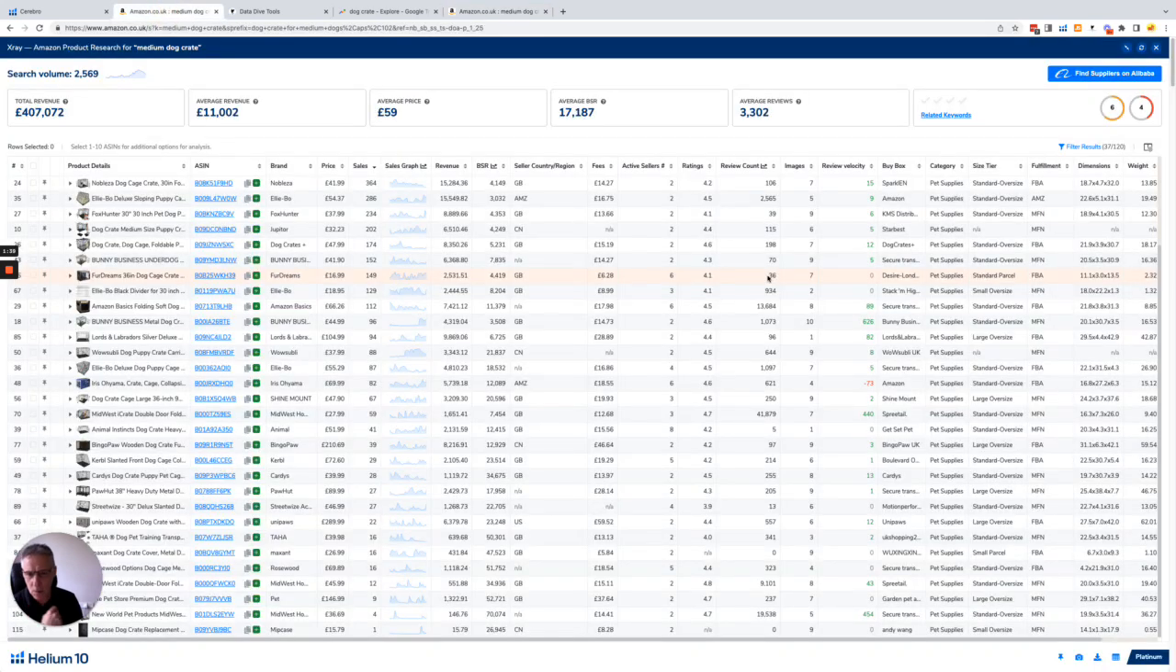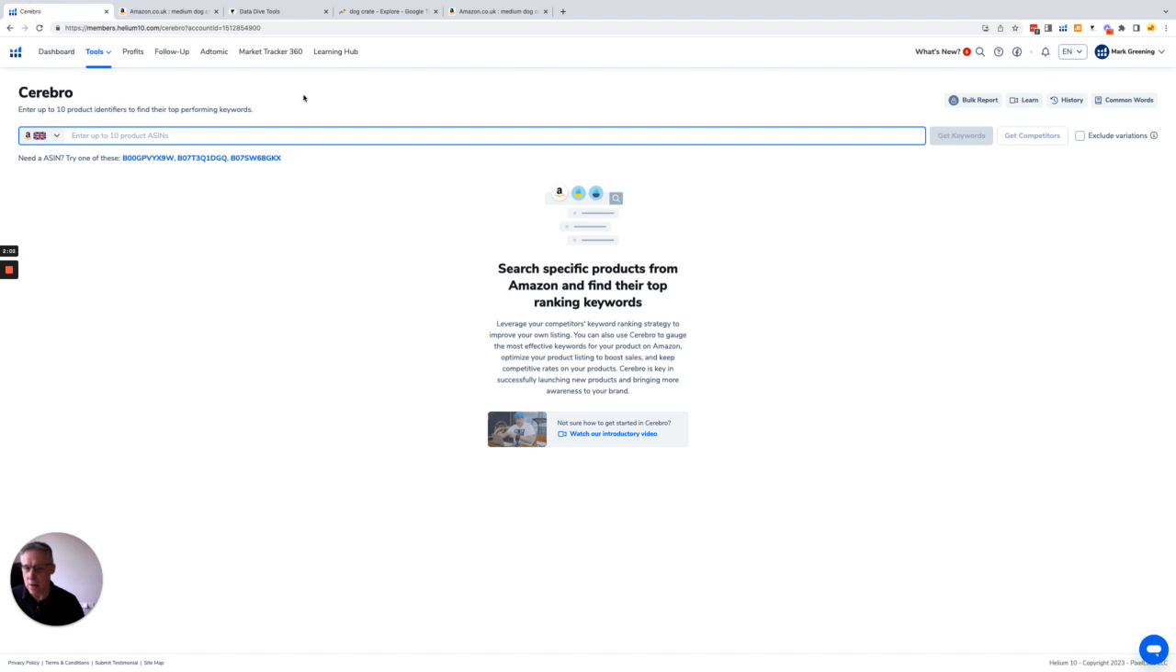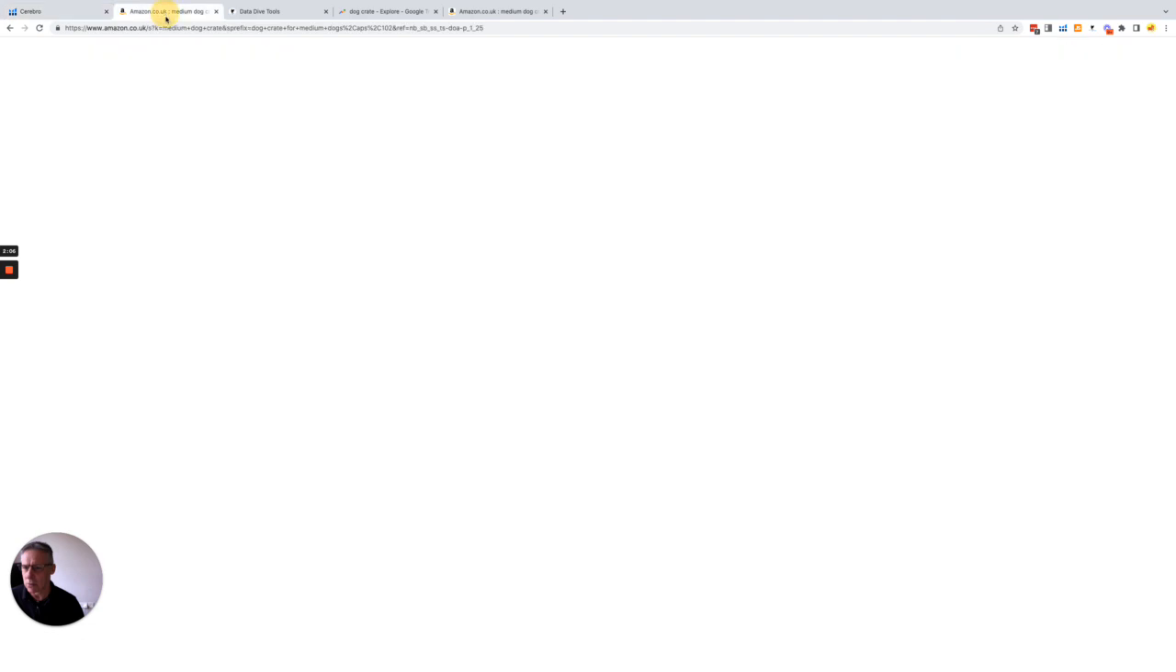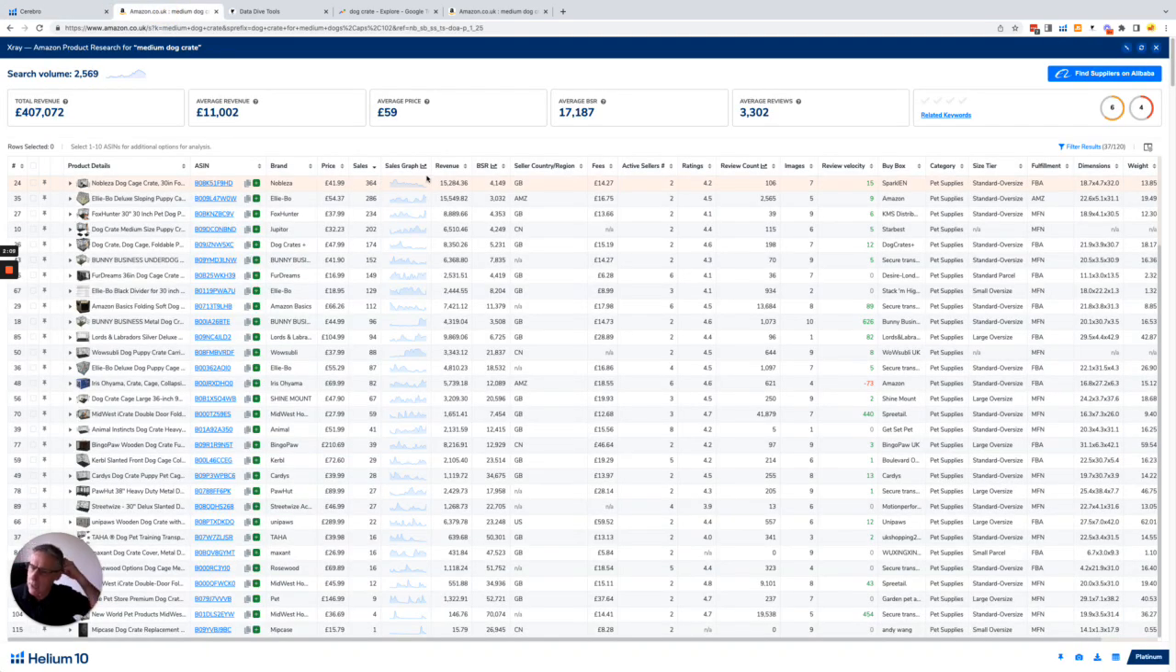So what we're doing is looking at the market for dog crates. We are typing in what we believe to be the main keyword. If you're not sure what the main keyword is, you can extract a couple of the top sellers, type in any generic keyword related to that category, go to Cerebro or one of the reverse ASIN tools and see what sort of keywords they come back with. We can do that in another video.